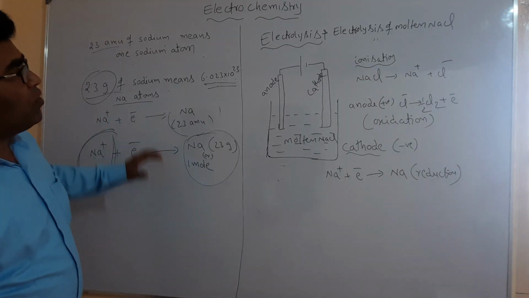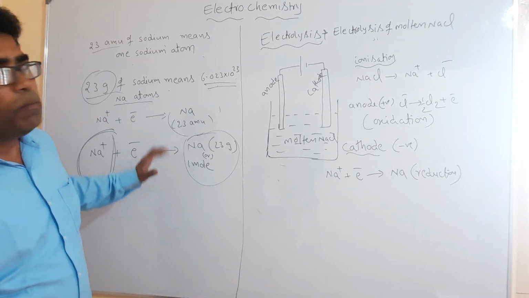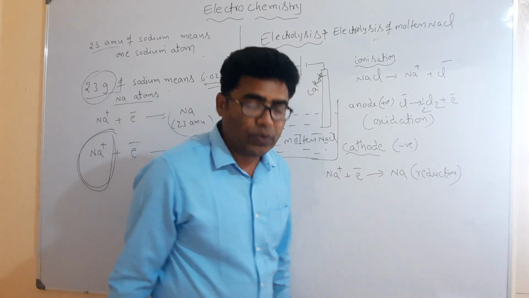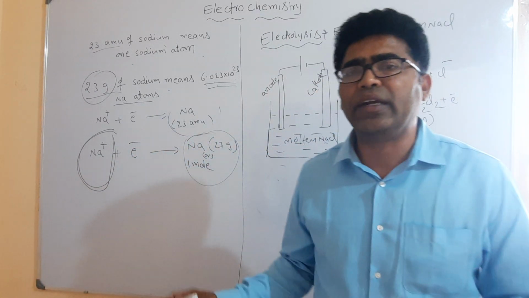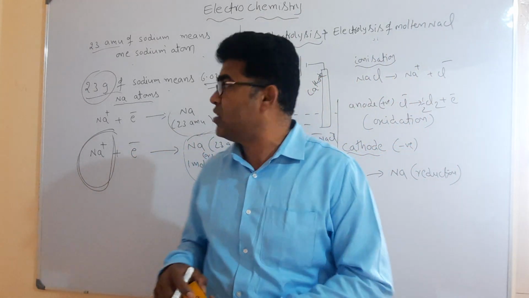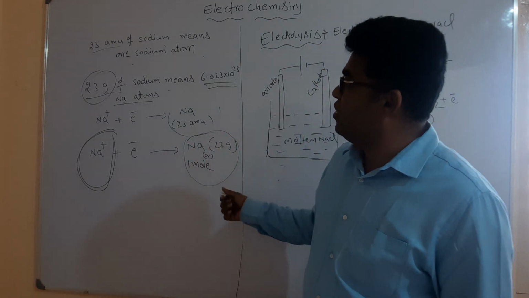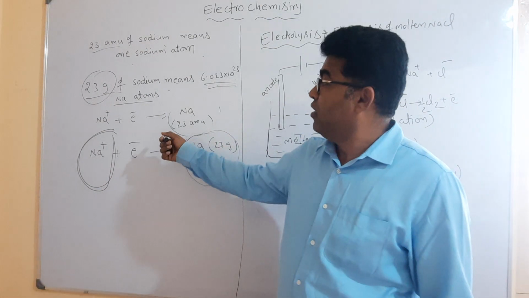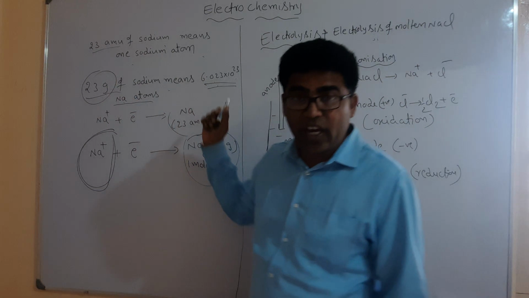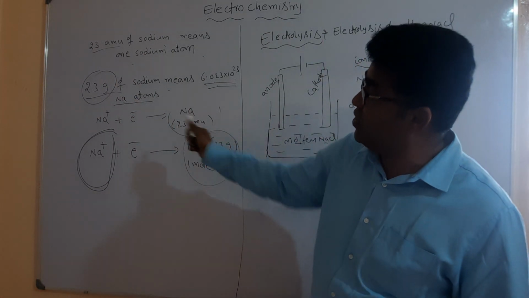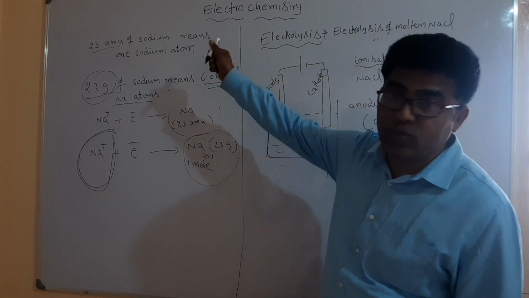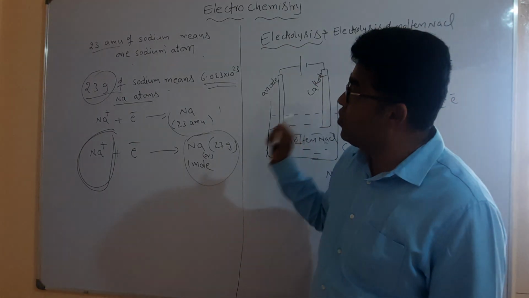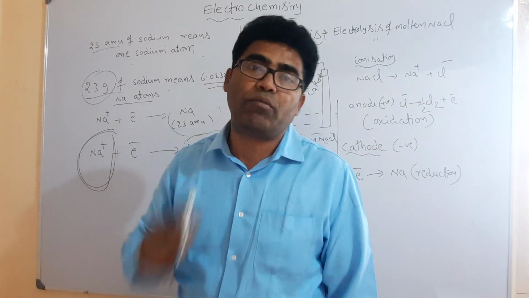So first, if you have an idea about this, based on that you can do objective questions, whether CET, NEET, JEE Mains, Advanced, anything. First, you should have an idea about 23 AMU of sodium and 23 gram of sodium. 23 AMU of sodium means one sodium atom. 23 gram of sodium means Avogadro number of sodium atoms.